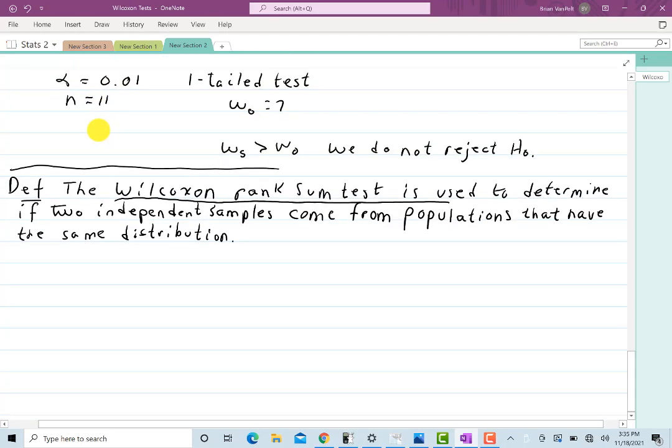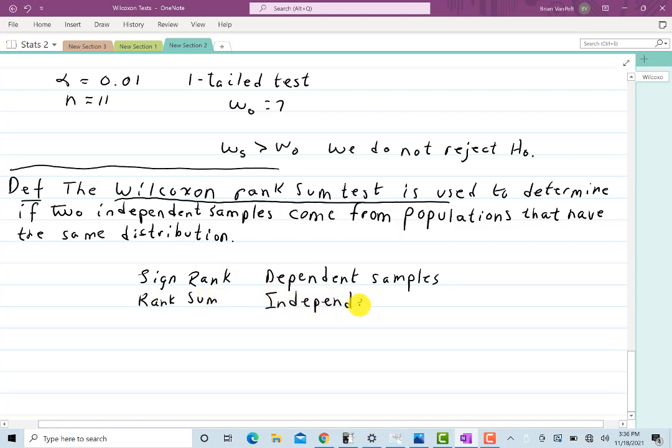So what we have then is the sign rank. We want dependent samples. And for this one, rank sum, we want independent samples. It should be fairly obvious from the things that they're comparing whether the samples are independent or dependent.